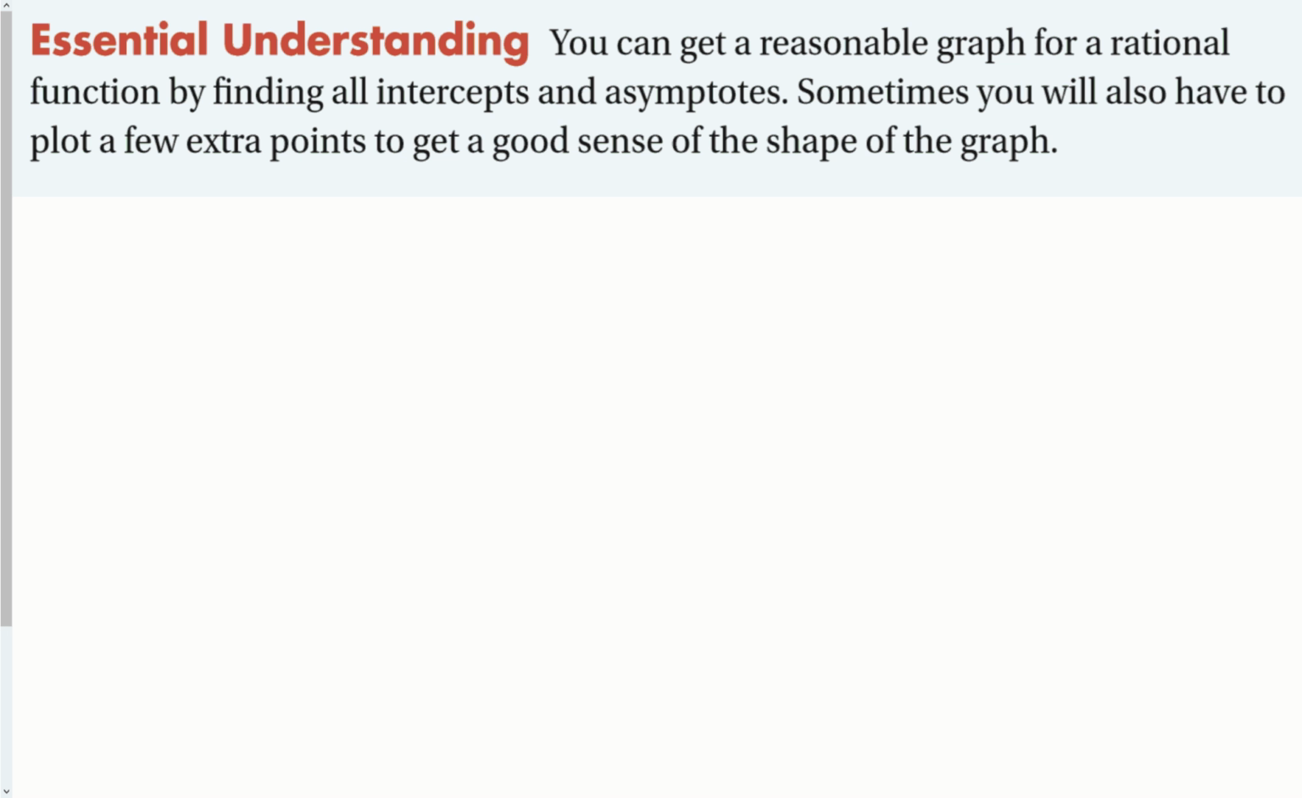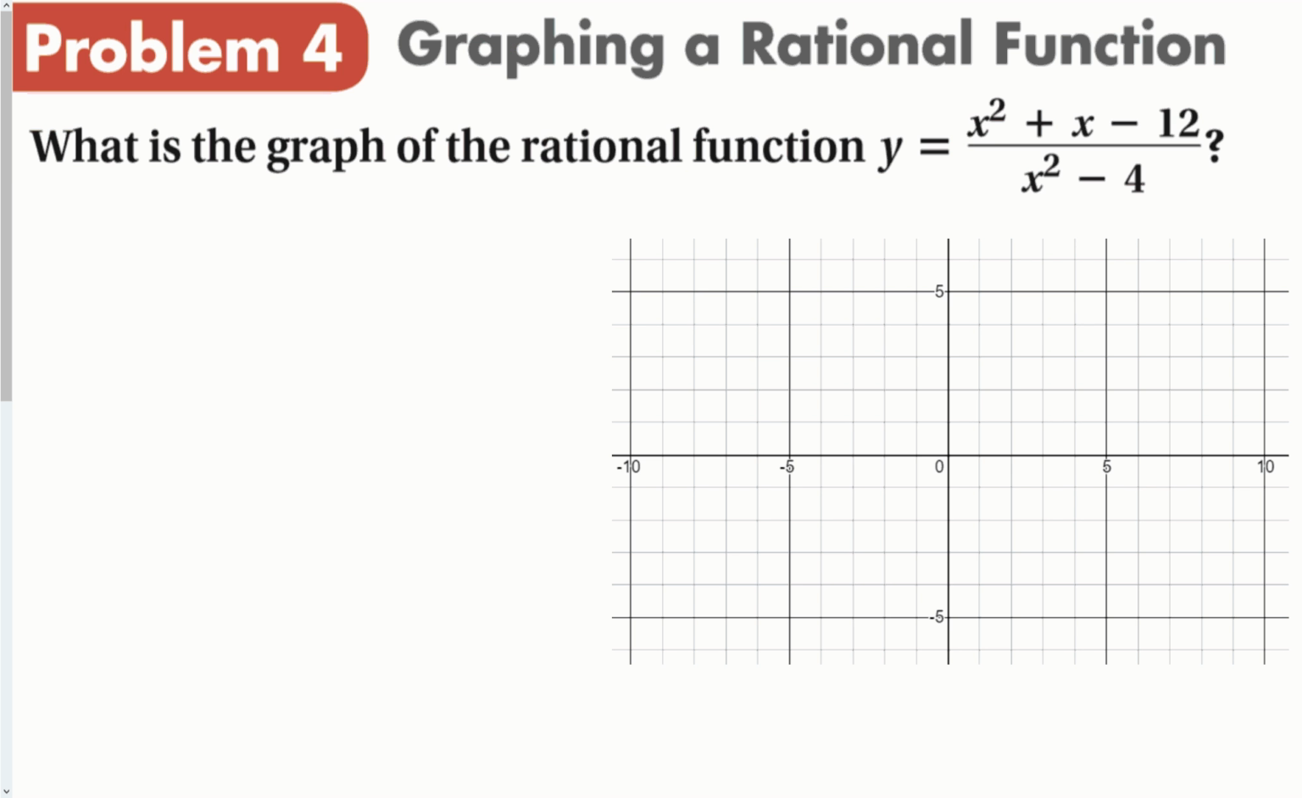Okay, now let's graph these. And we can get a reasonable graph, and these are going to be estimations, right? Our graphs don't have to be perfect, but we're going to take all the information that we can get from these functions, and we're going to use it to make the graph. So we can get a reasonable graph for a rational function by finding all the intercepts and all the asymptotes and plugging in a few extra points to get an idea of the shape and use the asymptotes to help you.